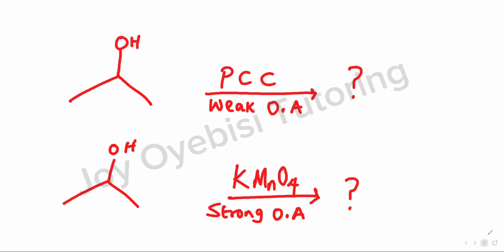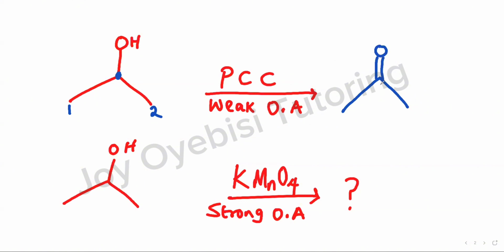Now, let's look at what happens to secondary alcohol. A secondary alcohol, the carbon bearing the OH will be attached to 2 other carbons. That's how you know it's secondary. When a secondary alcohol reacts with both a weak oxidizing agent and a strong oxidizing agent, the product is going to be a ketone. So you simply just, again, remove the hydrogen and turn this to a double bond O.